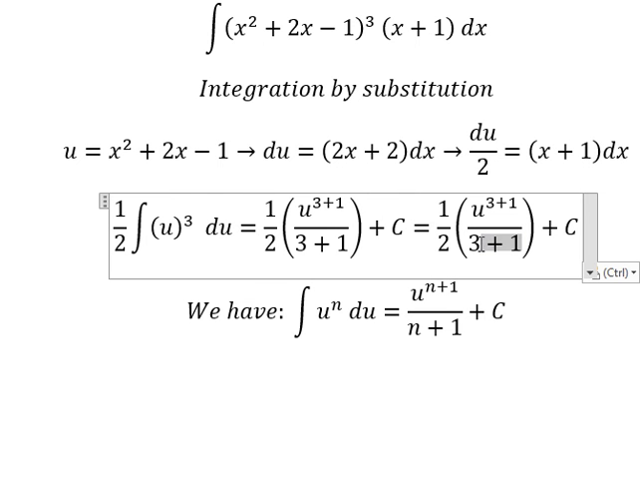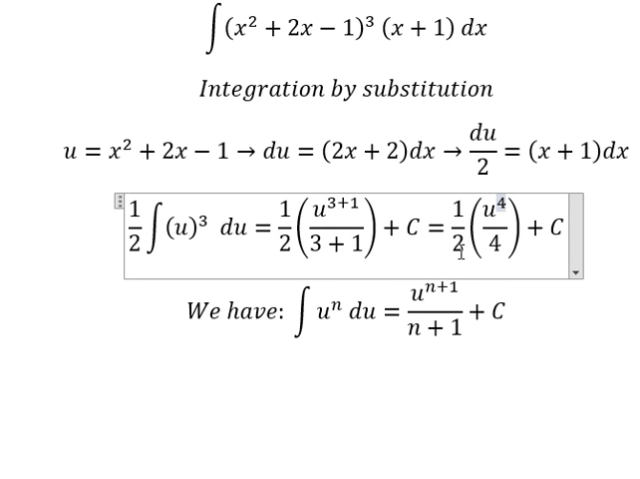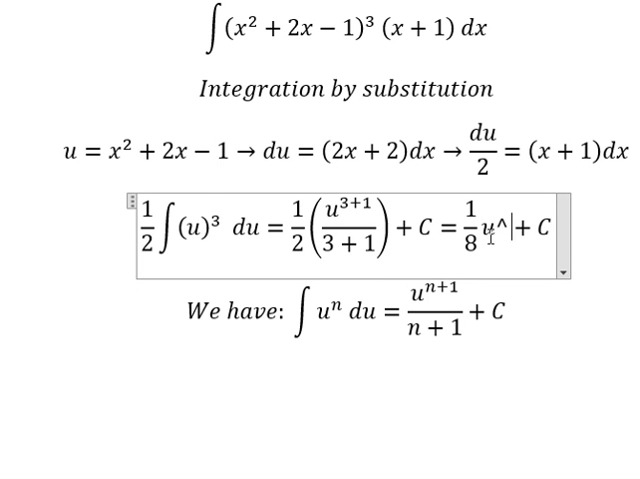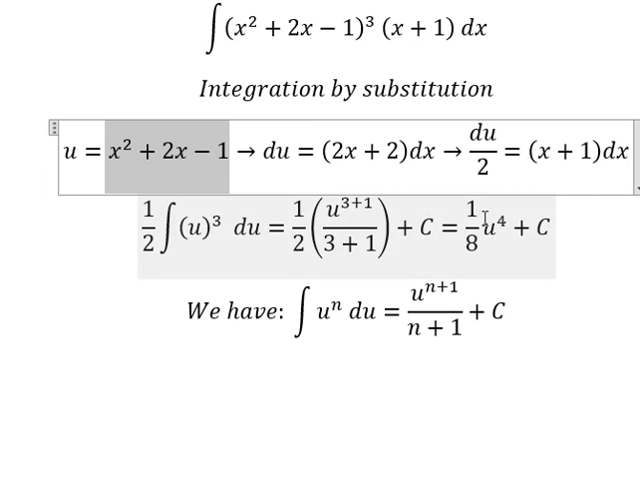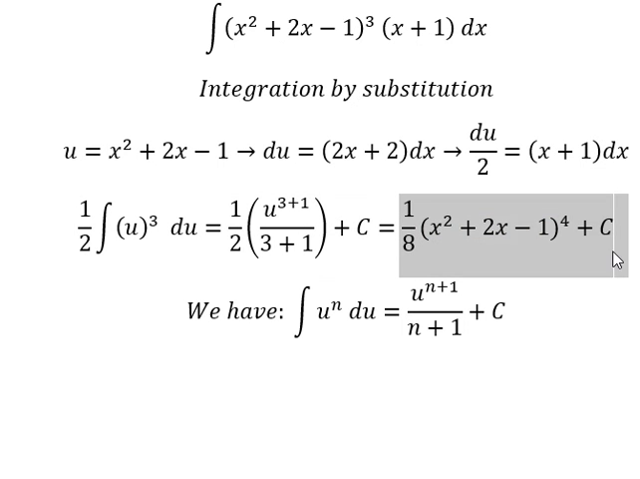So we have number 4 and number 4. Number 2 and number 4, we have 1 over 8. This one we have u to the power of 4. About u, that is this one. And this is the final answer.